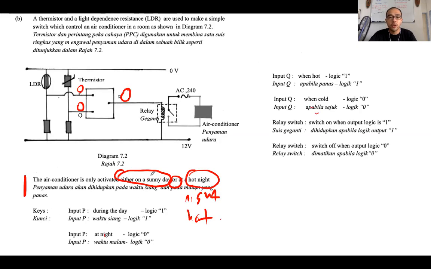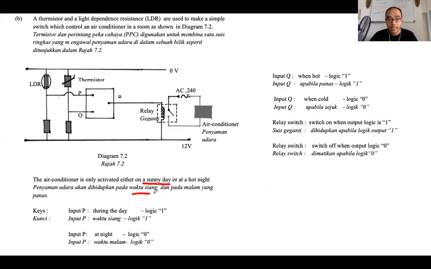Okay. You know why? Because of the word OR. This word over here is actually very, very important. If you read the Malay one, the air conditioner will be turned on in the daytime. Then it says here, or, which is like, okay, at a hot night. Whereas the English one is sunny day or a hot night. So it's like, which one is this? We always follow the English lah. Sunny day or a hot night.